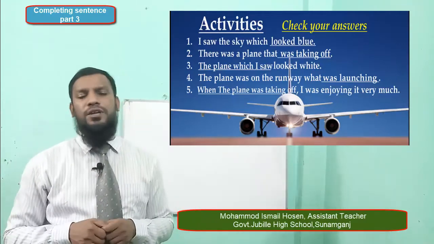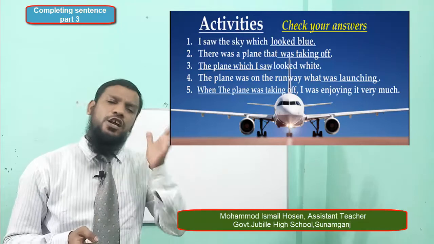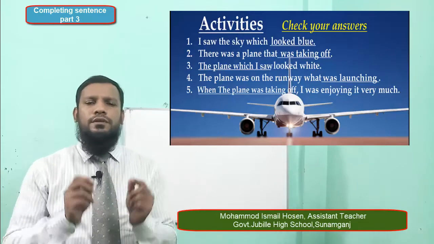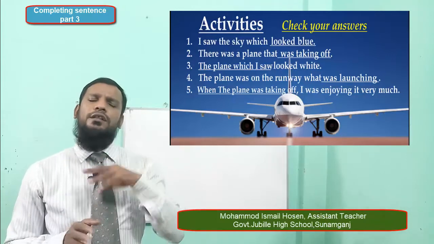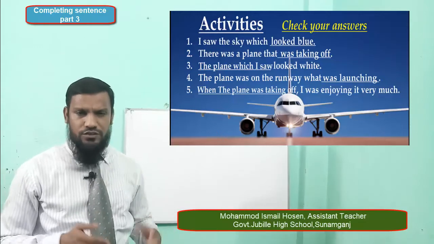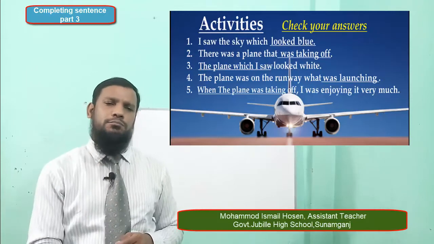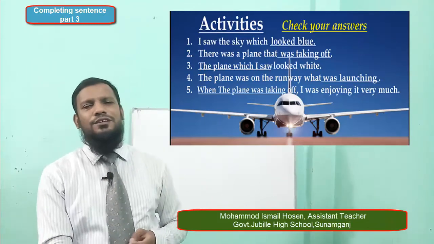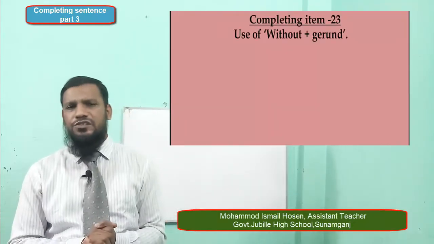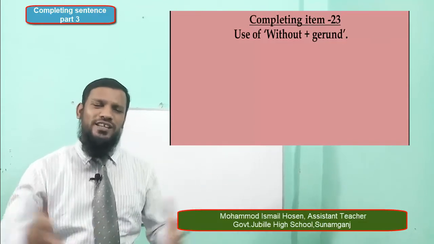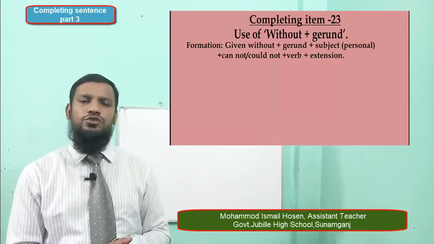Here, my students, please notice a thing. When a relative pronoun is used in the beginning of the sentence and two clauses stand side by side, then we have to add a comma between the two clauses. Okay, dear students. So let's see what our next item is. Yes, this is without plus gerund.